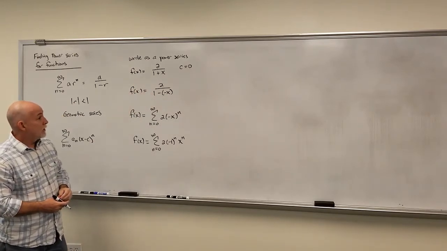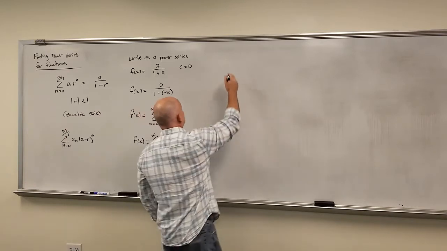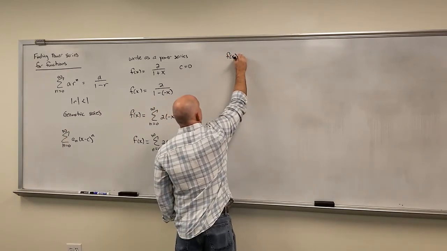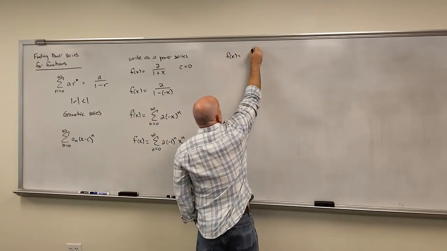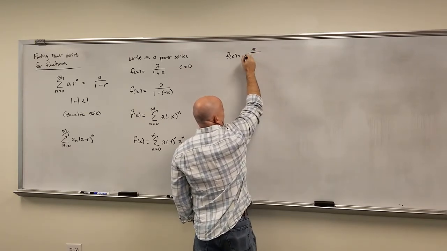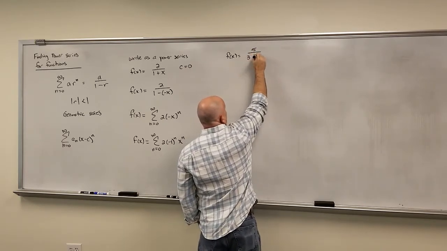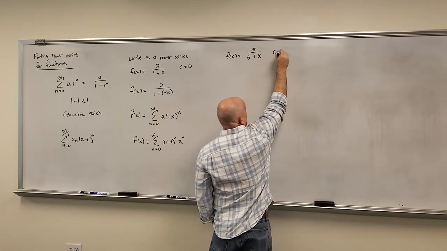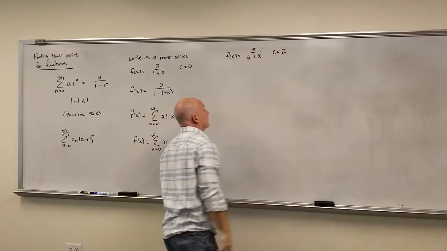Okay, let's try another one. Let's do it slightly different. This one's going to be a little bit more work. Let's say our f of x is, let's make it really ugly, 5 over 3 plus x, and let's center this time at 2.